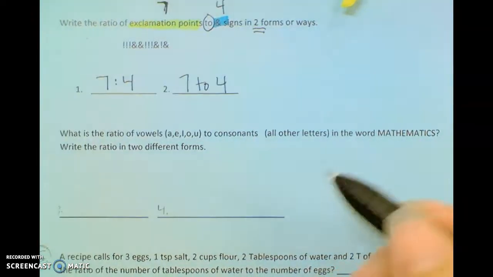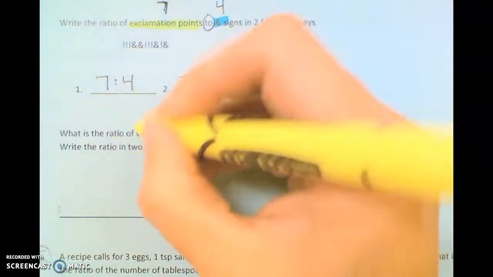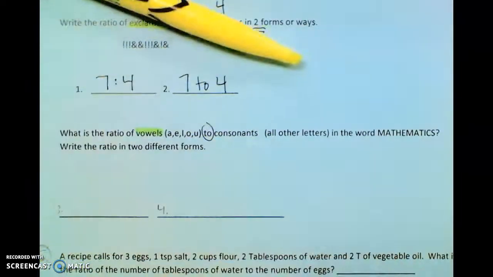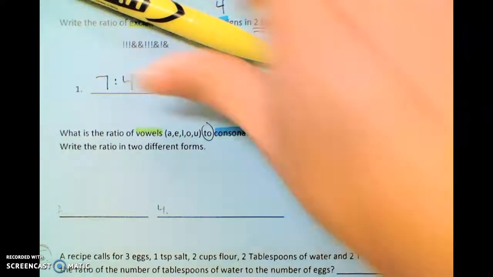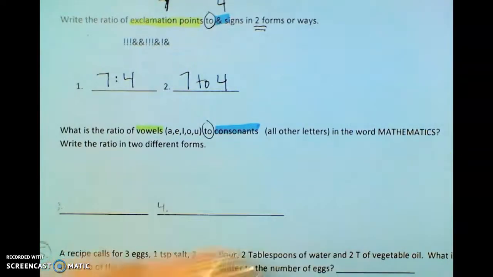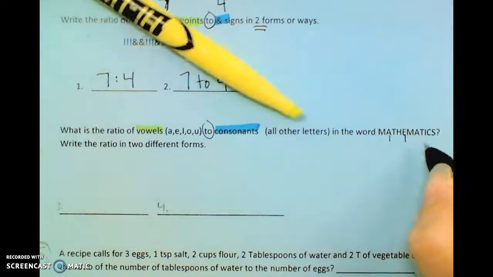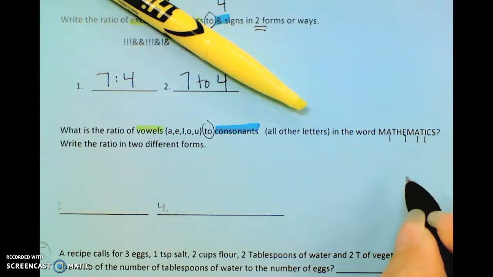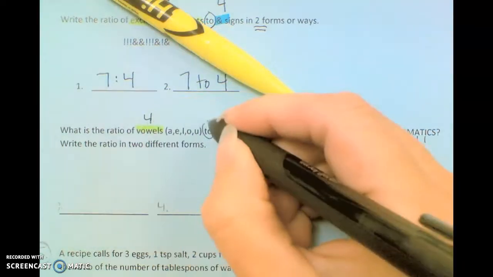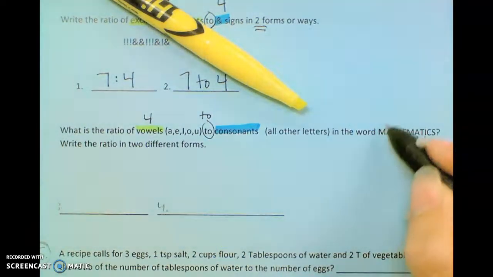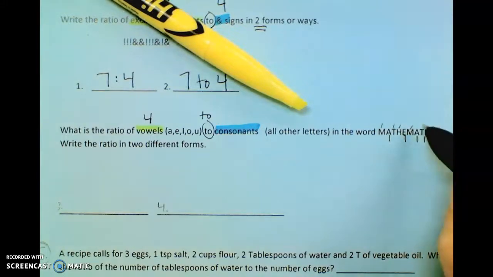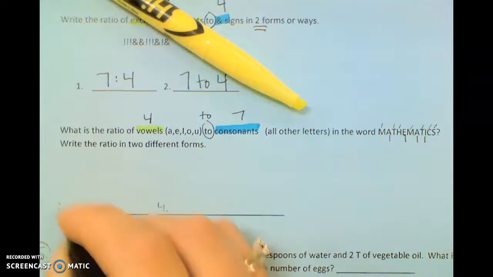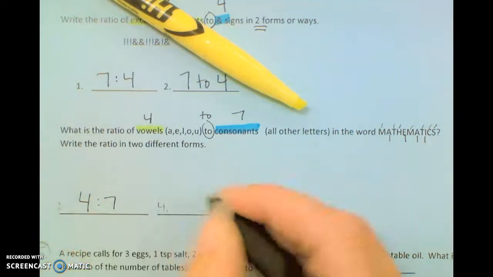This one says, what is the ratio of vowels? So vowels are the letters A, E, I, O, U to consonants, which are all the other letters. So when I'm looking at mathematics, I see there's a vowel here, here, here, and here. So I have 1, 2, 3, 4 vowels. So 4 vowels to how many consonants? 1, 2, 3, 4, 5, 6, 7. 7 consonants. So again, it is 4 to 7.